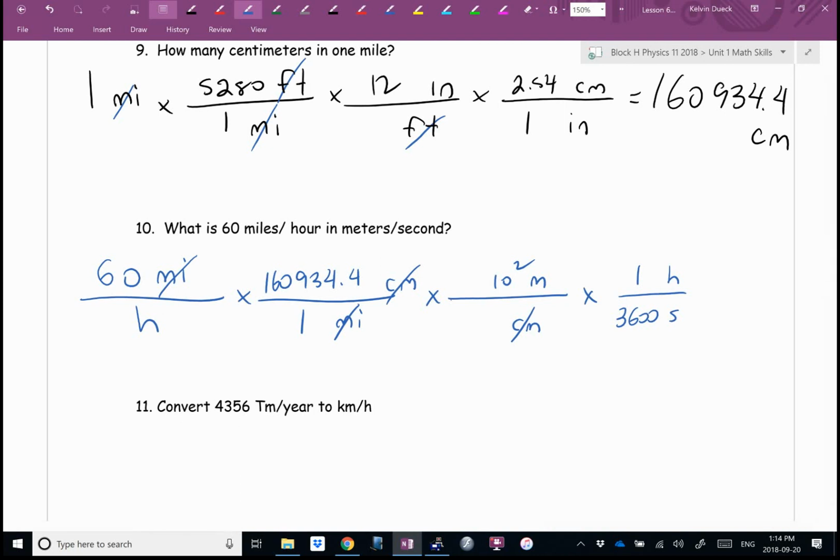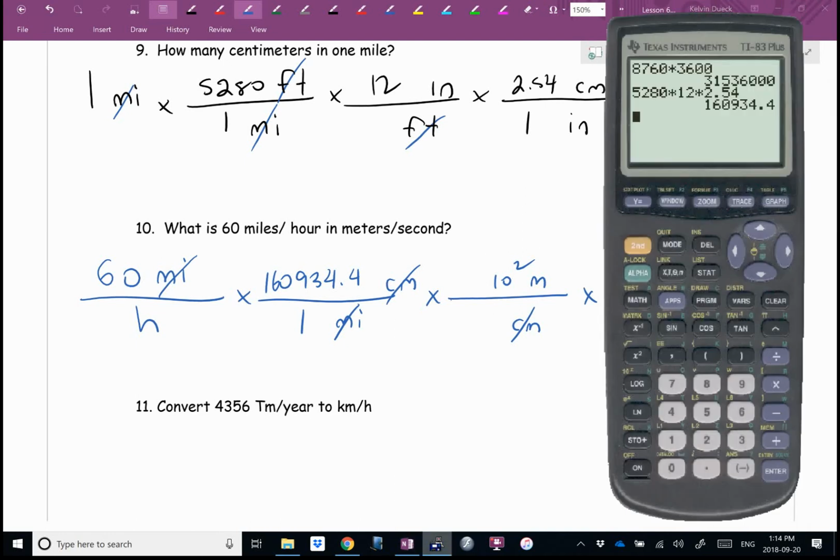I guess on my calculator, look up. If you've been following along, you can go 60 times answer button, because I happen to have the 9934.4 stored on my calculator. It's worth finding where your answer button is. For some of you, it'll be right next to your equal sign. Some of you, it'll be second function equal sign. And then times 10 squared divided by 3,600.